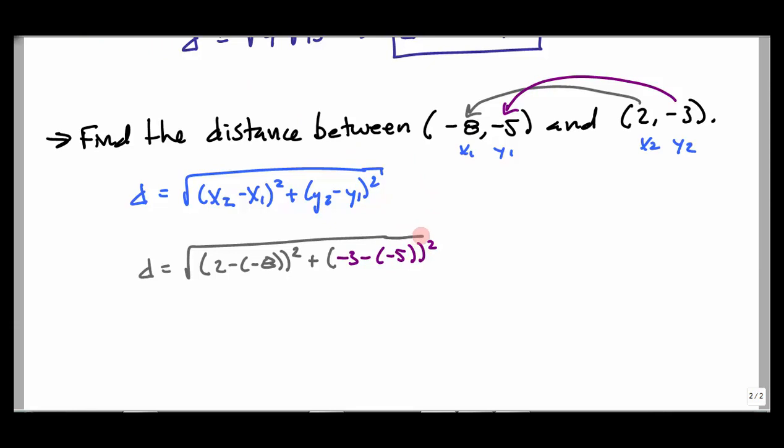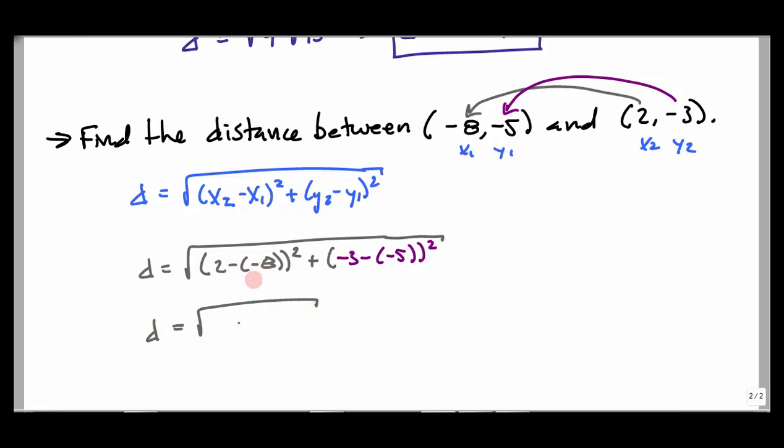Now, truth be known, it actually doesn't matter which order we subtract them in because we square it. If I have a positive and square, it becomes positive. If I have a negative squared, it becomes positive as well. But it's good to keep in the same order like we do when we're working with slope, just to keep that clarity.